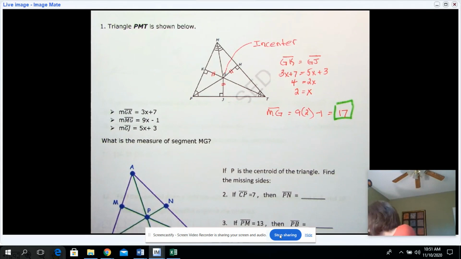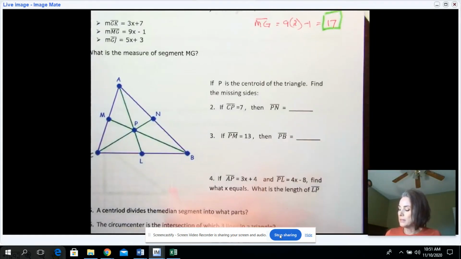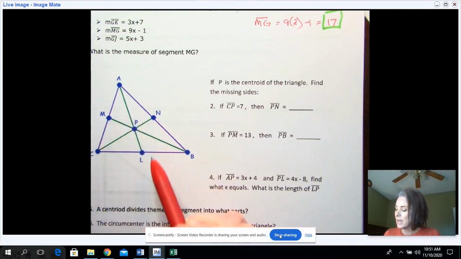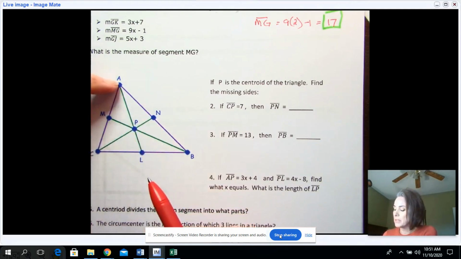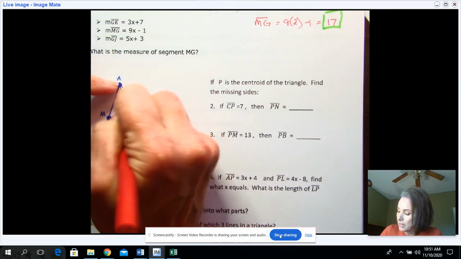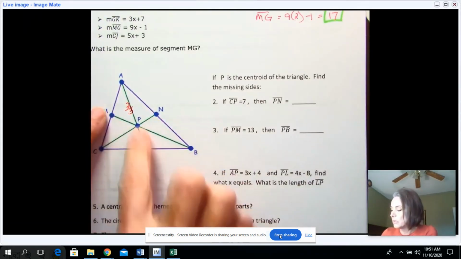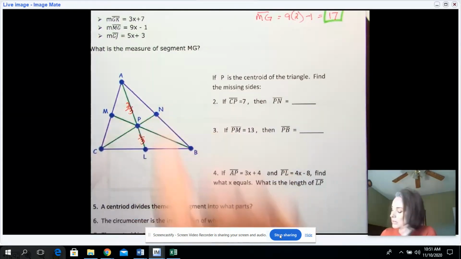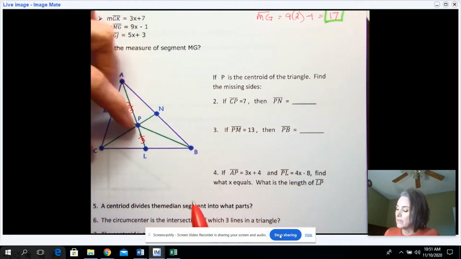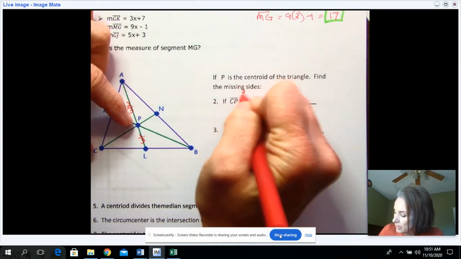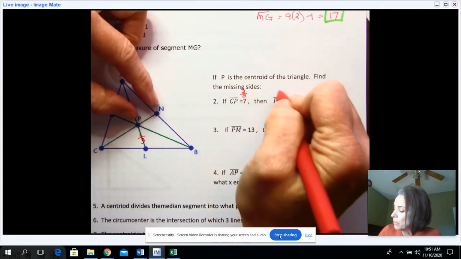The next one is, guys, P is the centroid. The centroid is made of the 3 medians intersecting, and we know from the vertex to the centroid is 2/3 the length, and from the centroid to the midpoint is 1/3 the length. So this is the 2/3, 1/3. This is the 2/3, 1/3. So if CP is 7, then that would be the 2/3 part, and PN would be the 1/3 part.